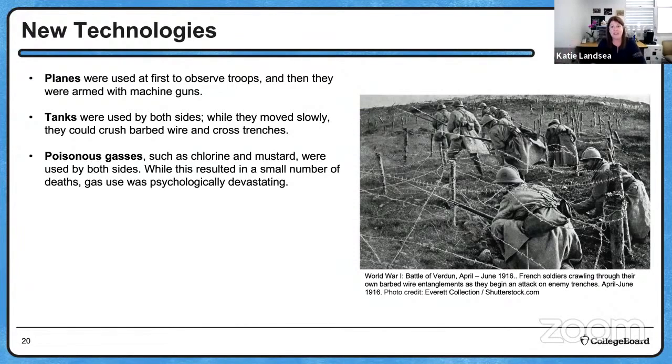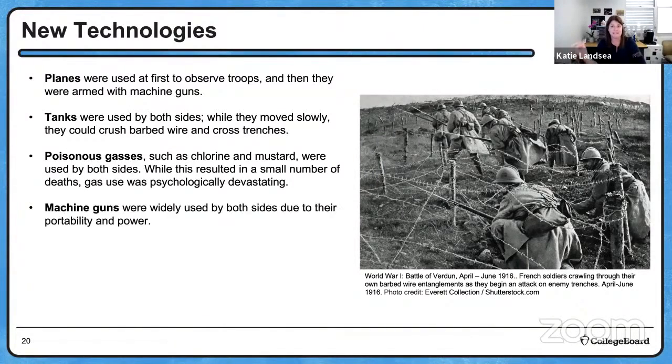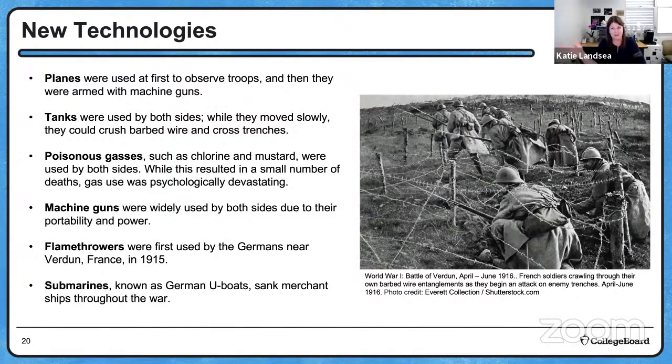We have the implementation of poisonous gases like chlorine and mustard gas. And even though this resulted in a very small number of deaths, it was a psychologically devastating part of the war. Machine guns are widely used by both sides during World War I because they're portable and powerful. And we've got flamethrowers. I have some great pictures that I show my students that they just can't believe are real, and they're first used near Verdun. And the U-boats, the submarines, that iconic German weapon, sink ships throughout the war.